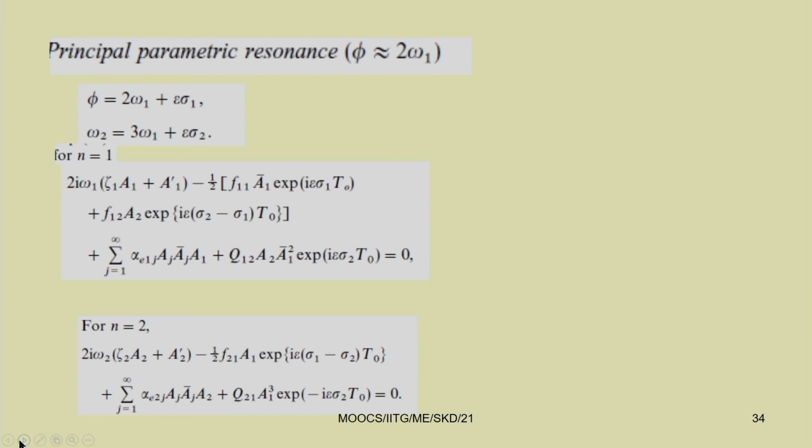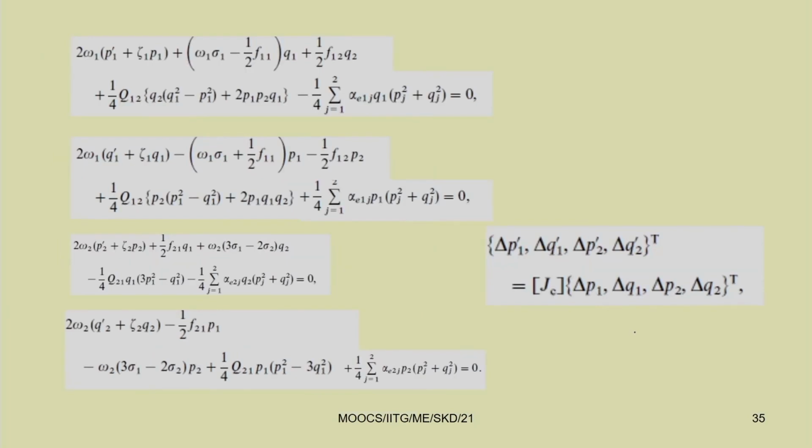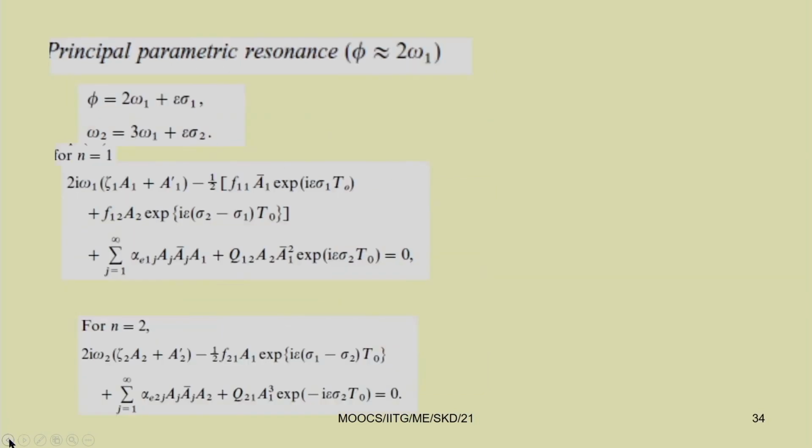For the principal parametric resonance condition, we can take phi nearly equal to 2 omega 1, so phi equal to 2 omega 1 plus epsilon sigma 1. For omega 2, we are considering the internal resonance condition. Internal resonance is when different modes have an integer relationship, and then we call that system internally resonated. In this particular case, we are taking the condition that the second mode is 3 times that of the first mode.